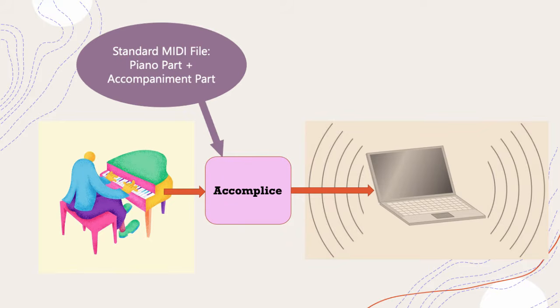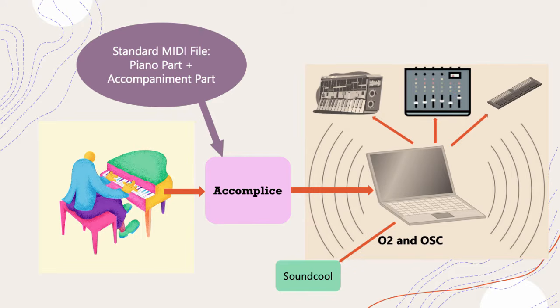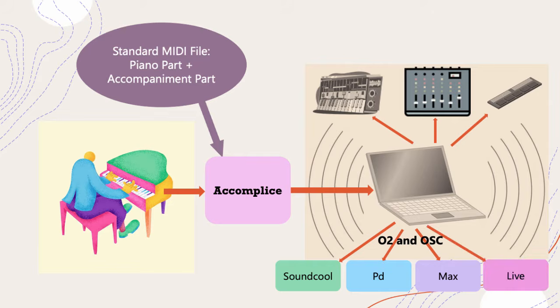You load a standard MIDI file into the program with the keyboard part on one channel and the accompaniment on other channels. Accomplice can listen to you and adjust the tempo and position of the other parts, which you can send to any synthesizer. For more experimental music, you can send OSC, or Open Sound Control, messages to another program such as SoundCool, PD, Max, or Live.